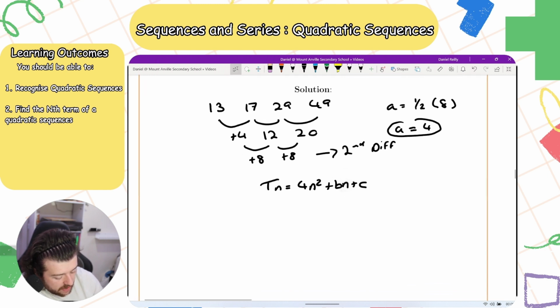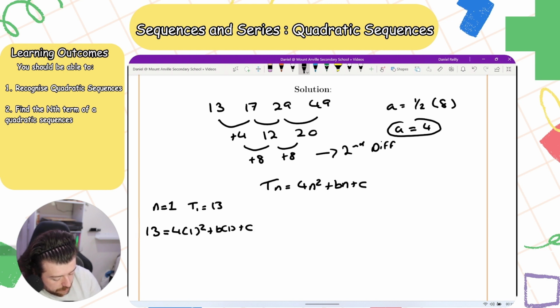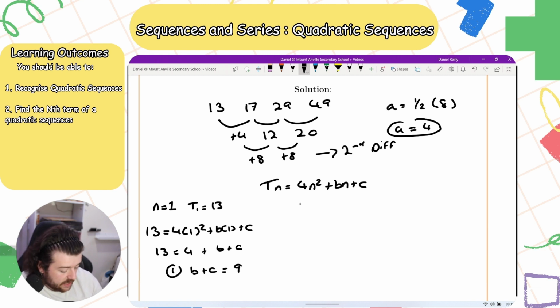So let's sub in some values here. I'm going to sub in n equals 1 and t1, my first term, which is 13. So I'm going to have 13 is equal to 4 times 1 squared plus b times 1 plus c. So 13 is equal to 4 plus b plus c. B plus c is equal to 9. That's my first equation.